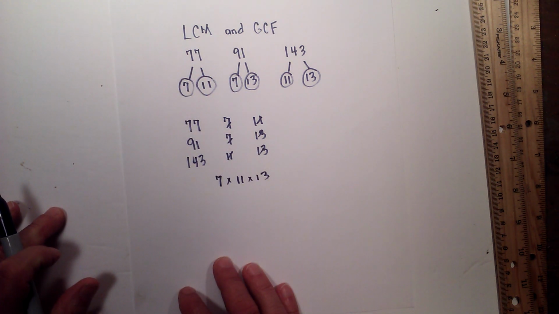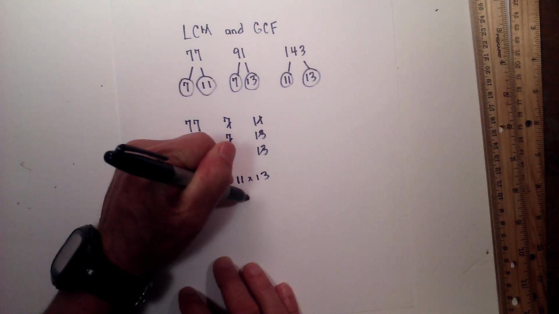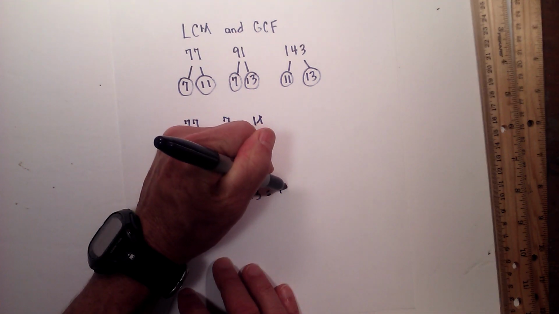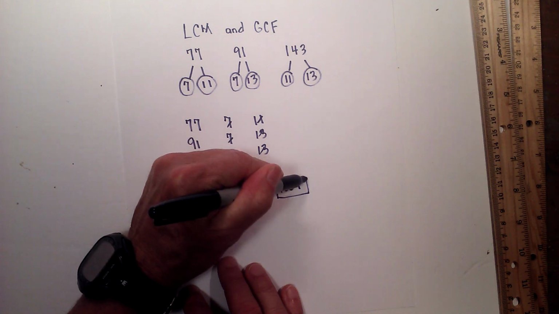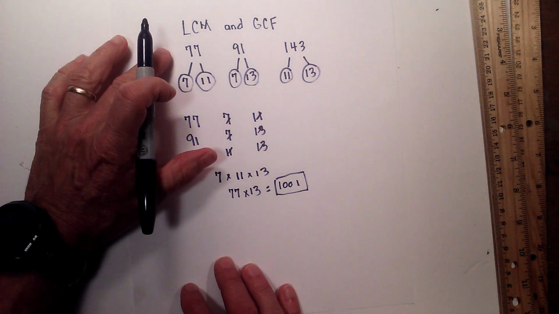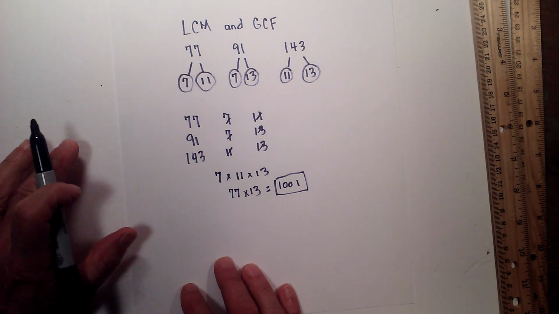So to find the LCM, I go 7 times 11 is 77. And then multiply this by 13, and that equals 1001. So that's the LCM. Now to find the greatest common factor, which is the largest number that will divide into all three numbers evenly, I do the same thing.